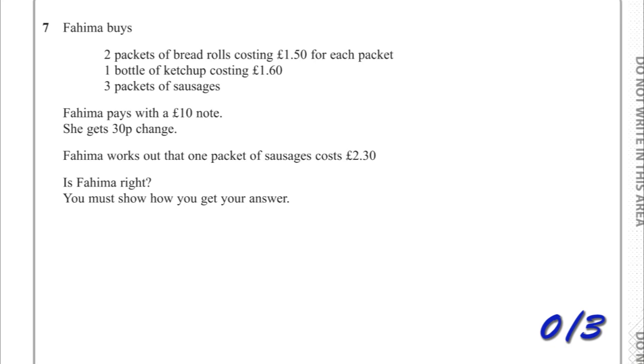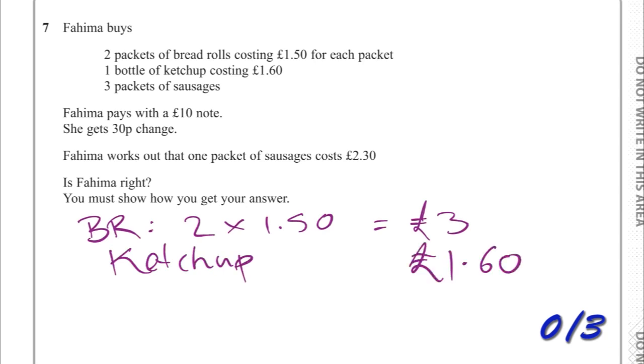So let's get started. Firstly, the bread rolls. Now the bread rolls are £1.50 each, and there are 2 of them, so 2 lots of £1.50 equals £3. 1 bottle of ketchup, that costs £1.60. She also buys 3 packets of sausages, we don't know how much they cost yet, and when she pays with a £10 note, she gets 30p change. So let's start thinking about everything that would add up to £10. It would be the bread rolls, the ketchup, the sausages, and the 30p. These are all going to add up to £10.